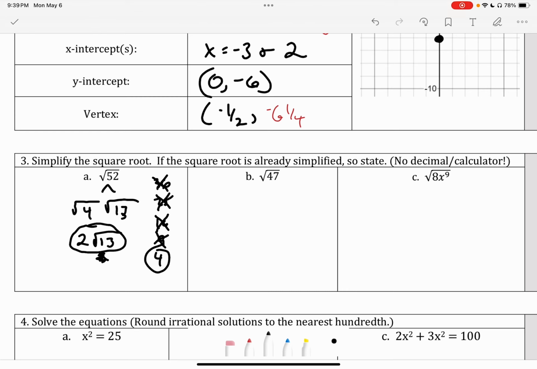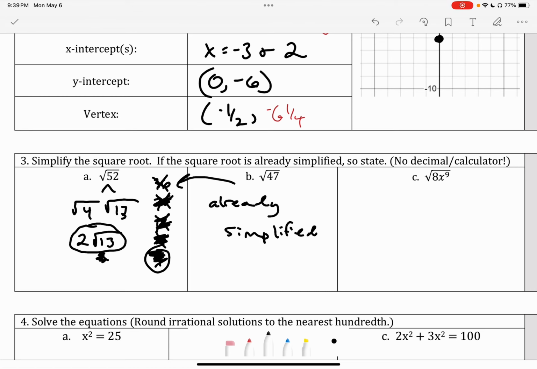47, again, if we do the same process that we did over here, 36 doesn't go into 47, 25 doesn't go in, 16 doesn't go in, 9 doesn't go in, 4 doesn't go in. So we don't have anything that goes into 47, so we just say it's already simplified.